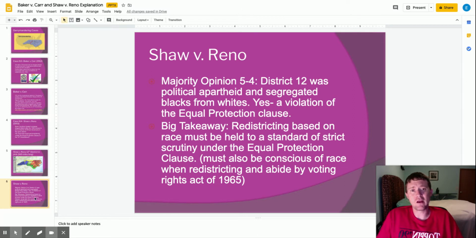So Shaw v. Reno and Baker v. Carr both use the 14th Amendment Equal Protection Clause. Those are your redistricting, gerrymandering cases.